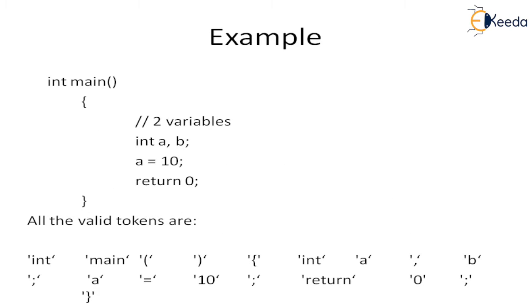An example for the lexical analyzer is given on the program slide. One small C program is there, and all valid tokens in that C program are generated. As we previously learned, similarly we can find the tokens. Blank spaces and comments are not counted as tokens. So int, main, opening brace, closing brace, opening curly brace, then int a comma b semicolon, again a equal to 10 semicolon, return 0 semicolon, and closing curly brace. All of these are tokens.